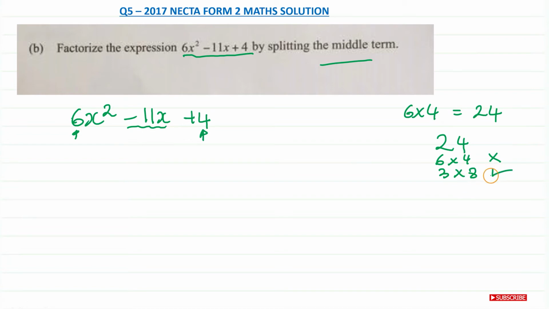The other one, 2 times 12, that is not going to give me 11. So my numbers that I need are 3 and 8. Now because I've got -11, I'm going to have a -3 and a -8. So I'm going to rewrite that as 6x squared. Now I can see 3 goes well with 6, so I'm going to start by writing -3x. It doesn't really matter, you will still have the same answer if you start with 8x. So minus 8x plus 4. So now I have split my middle term.